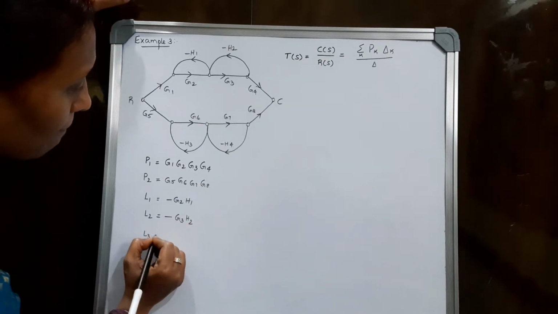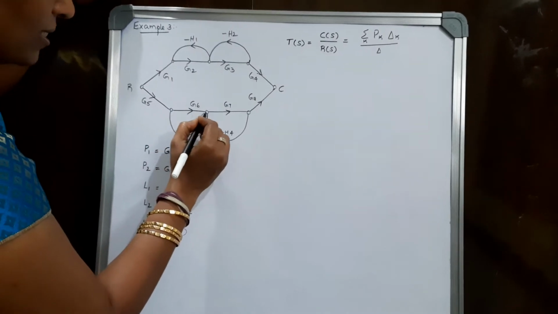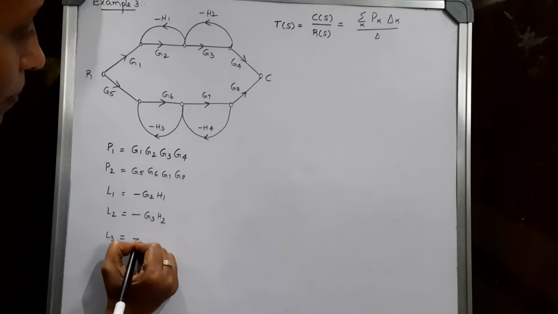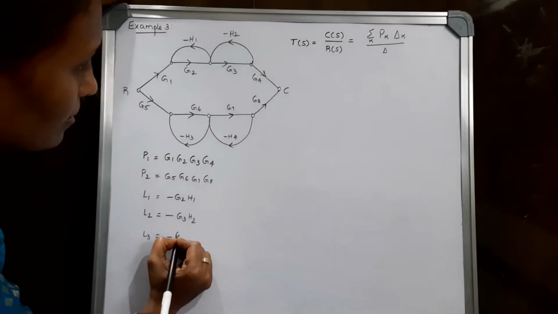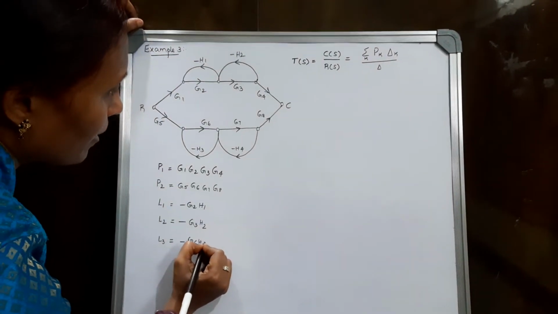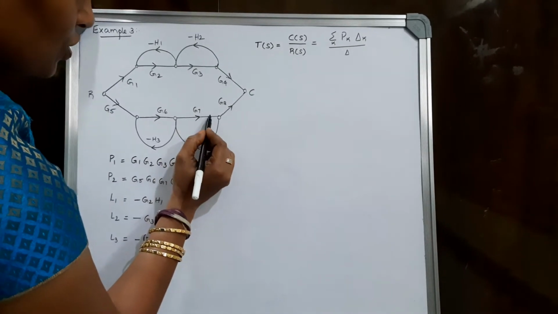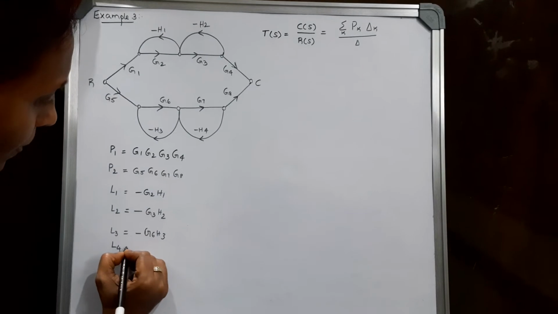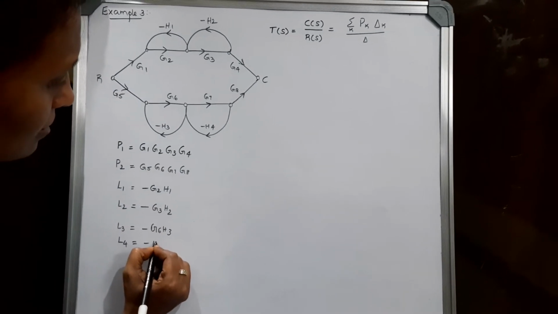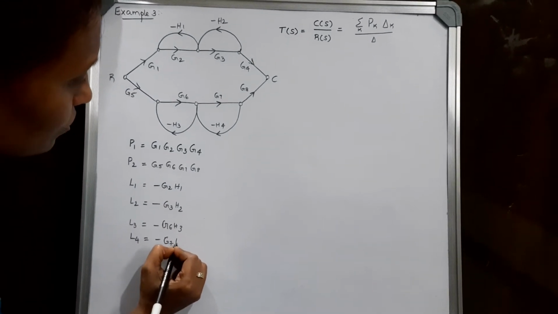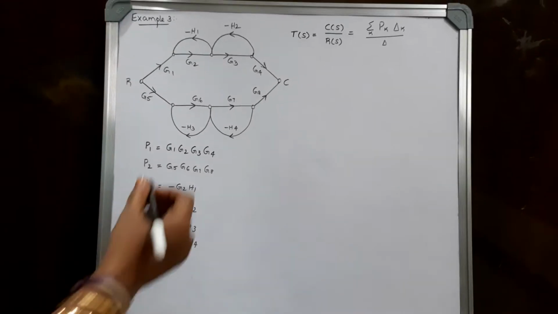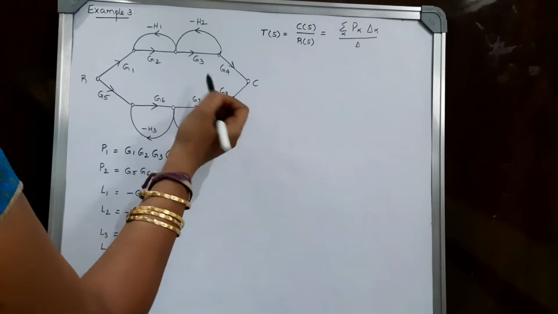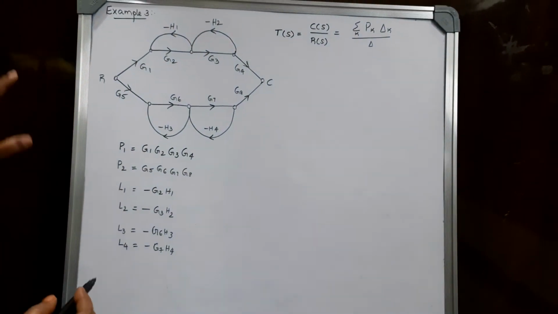Then L3 being G6 and minus H3, so minus G6 H3. Then one more, G7 and minus H4, L4 being minus G7 H4. Any other loops? Let's see. If you consider this the opposite, so no, we have only 4 loops here.